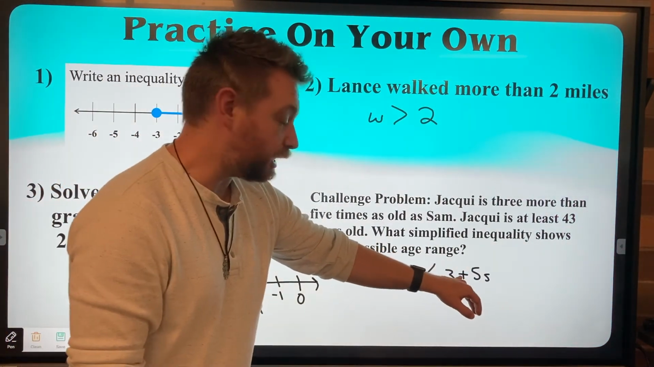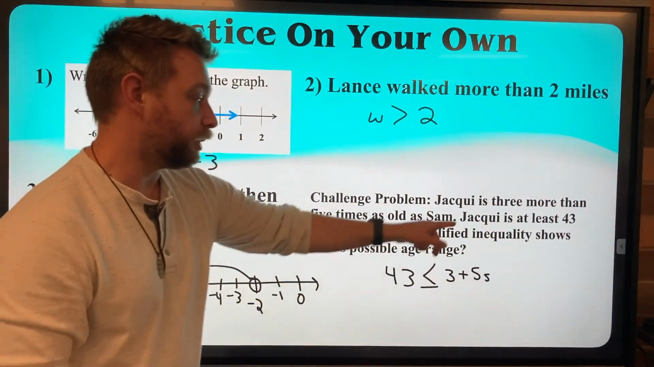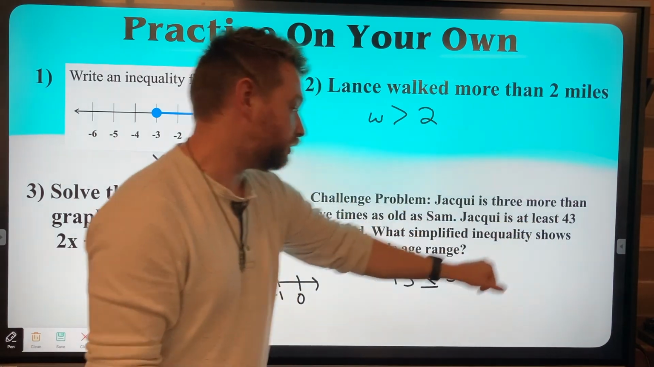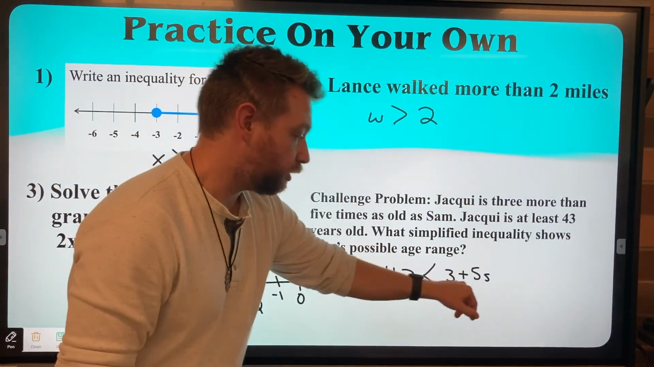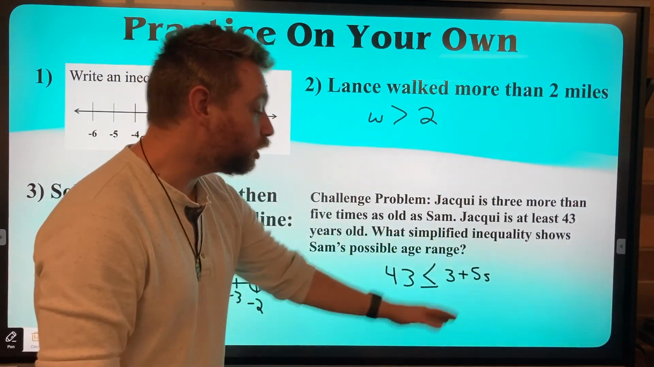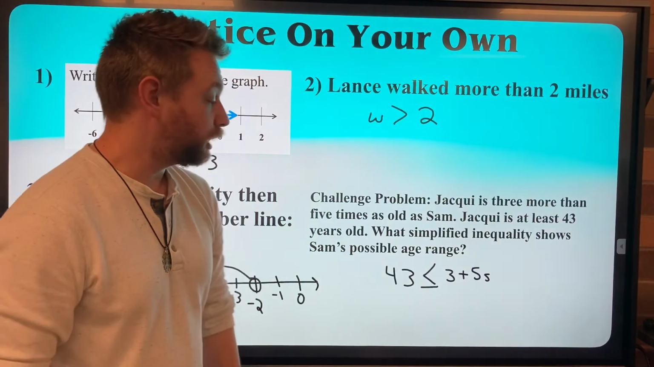because 43 could be, or Jackie's age could be greater than 43. If her age is at least 43, then the equivalency to her age, 3 plus 5 times Sam's age, could be greater than 43. That's how you do our practice on your own problems.